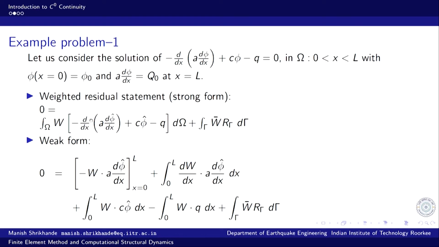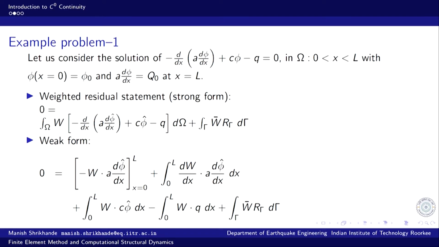If we integrate this first term by parts, then we will have this boundary term, and the derivative will get transferred onto the weighting function. Rest of the terms are exactly identical, just expanded, so we are not touching any of these. So, now we look at this weak form.